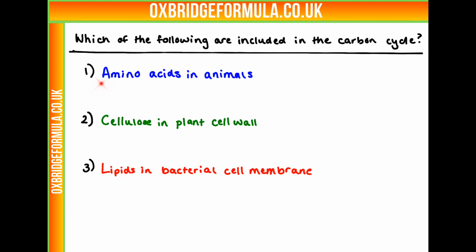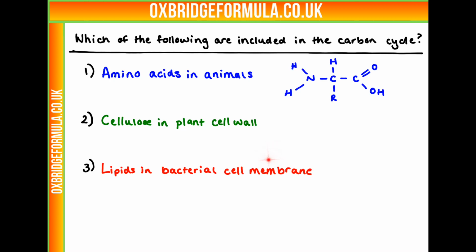What are amino acids made from? Well, we've got a little sketch here. We can see that there is carbon in it. It's got this carbon backbone. So we know that this might be able to take part in the carbon cycle. But how is this carbon going to be transferred to other things? How is it going to move around that cycle?